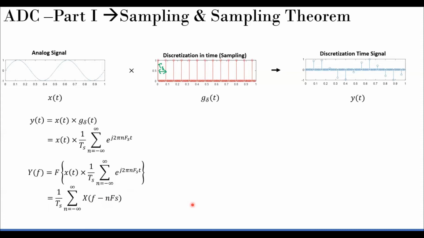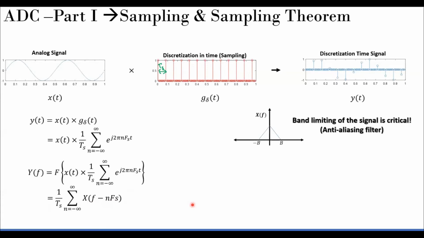The analog signal has a spectrum x of f. Let's say, let's ignore this comment for a moment, the analog x has a spectrum that looks like this. When I take the Fourier transform and plot it, the x-axis is the frequency and the y-axis is the corresponding magnitude.